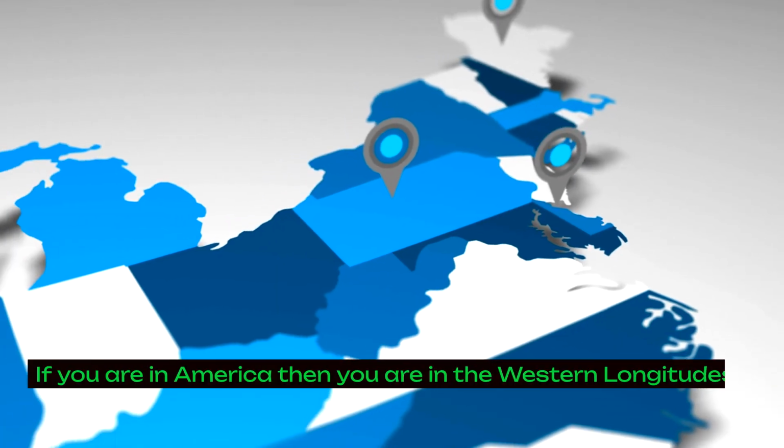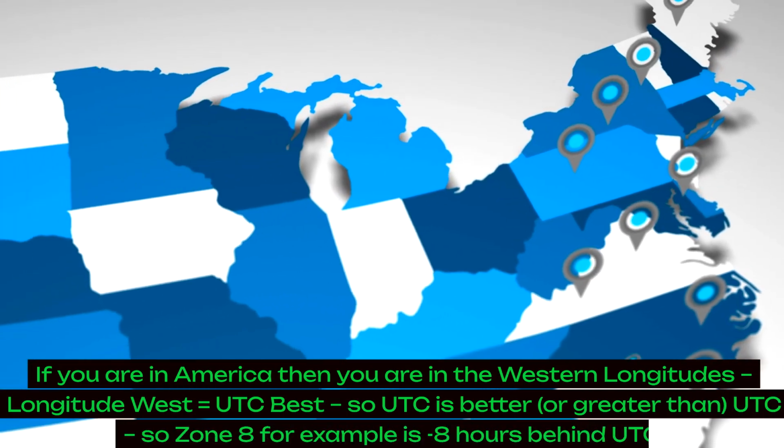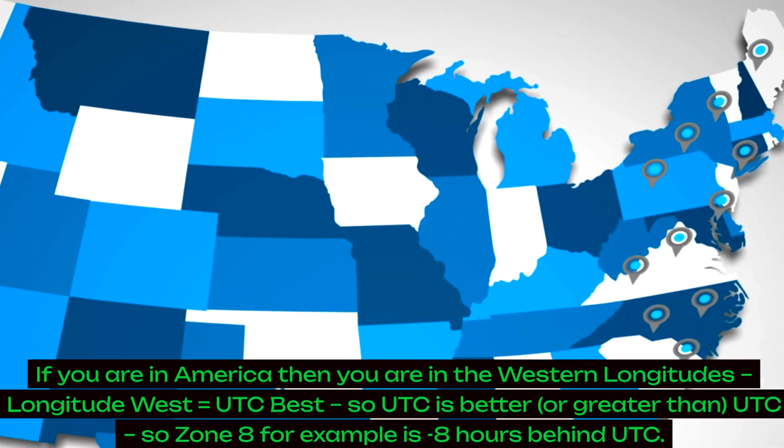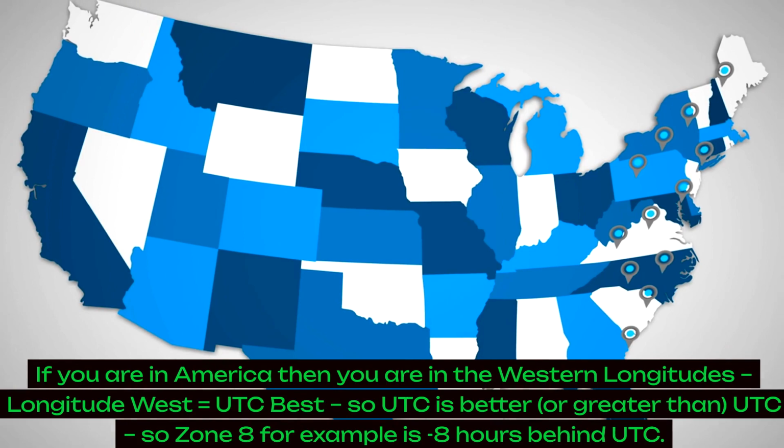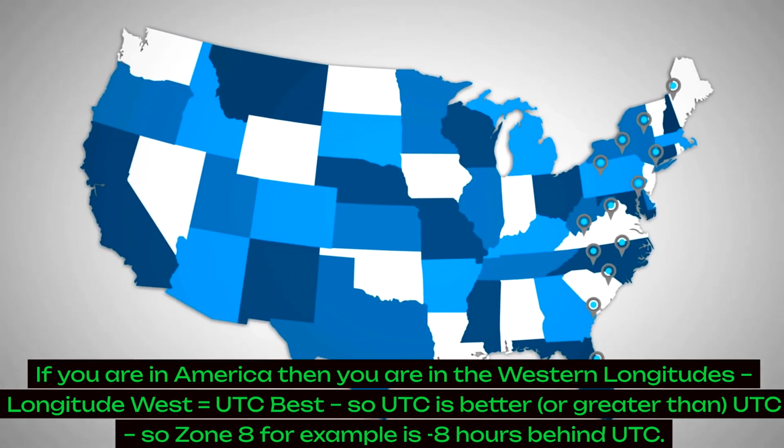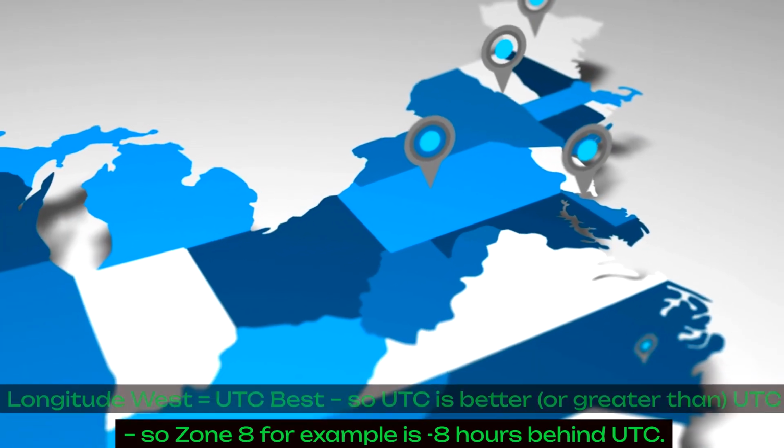If you are in America, then you are in the western longitudes. Longitude west, and UTC best, so UTC is better, or greater than local time. So Zone 8, for example, is 8 hours behind UTC.